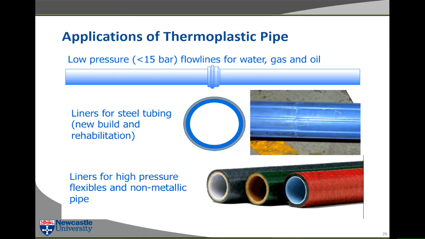Also, thermoplastic tubes are used as liners for all sorts of different pipes. I'll mention these pipes in a later lecture. These are composite pipes, pipes made with carbon fibre or glass fibre. Also, the large diameter flexible pipes that you see at companies like Wellstream.